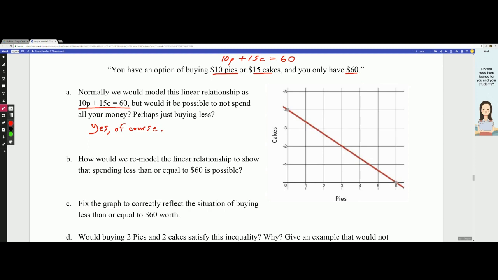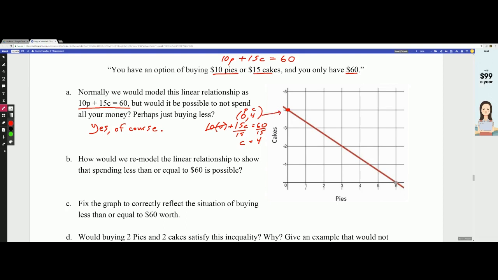So normally, our graph, and this is harkening back to the idea of intercepts. If you didn't want any pies, for example, it'd be 10 times 0 because you do not want any pies, plus 15c equals 60 bucks. Use the division property, and that means c equals 4. And that means (0, 4), because that's where you don't want any pies, you just want cakes. This means you can afford 4 cakes. So again, 0 pies, 4 cakes, and that's the coordinate right here.